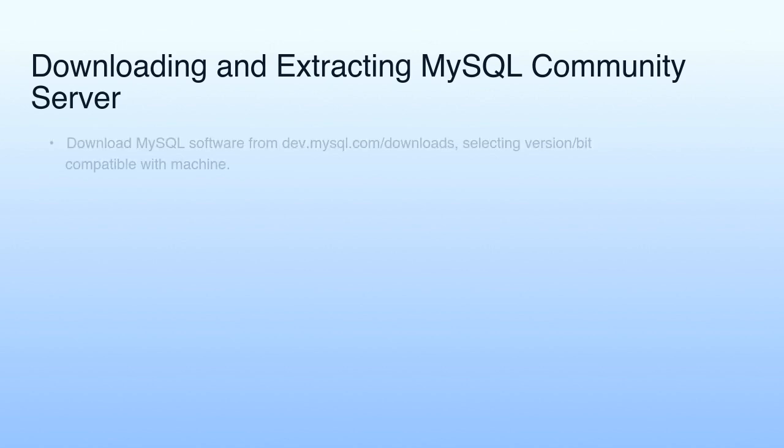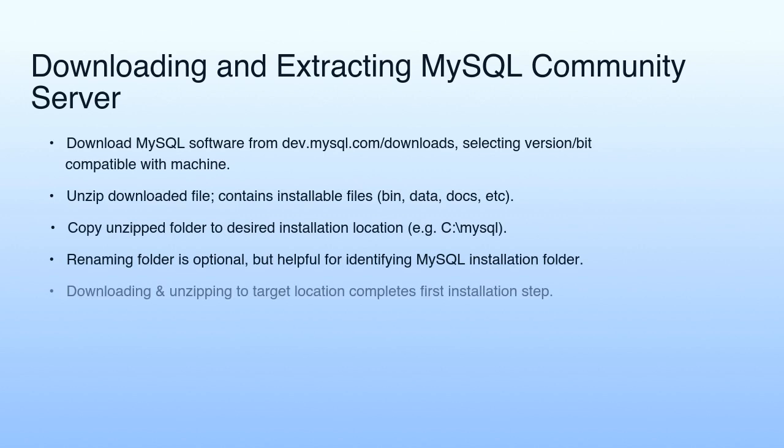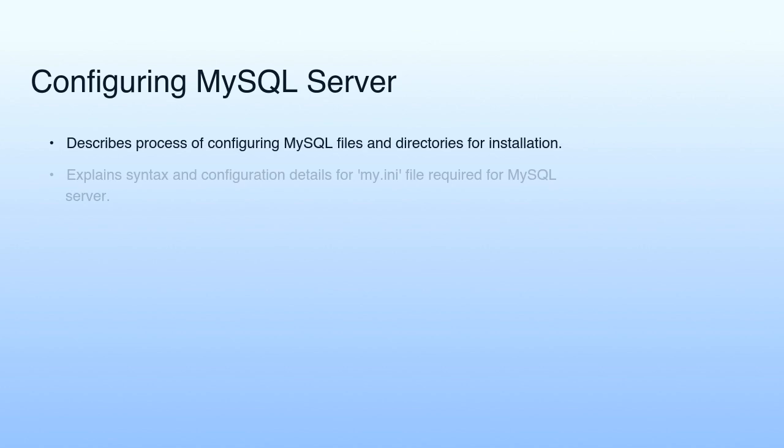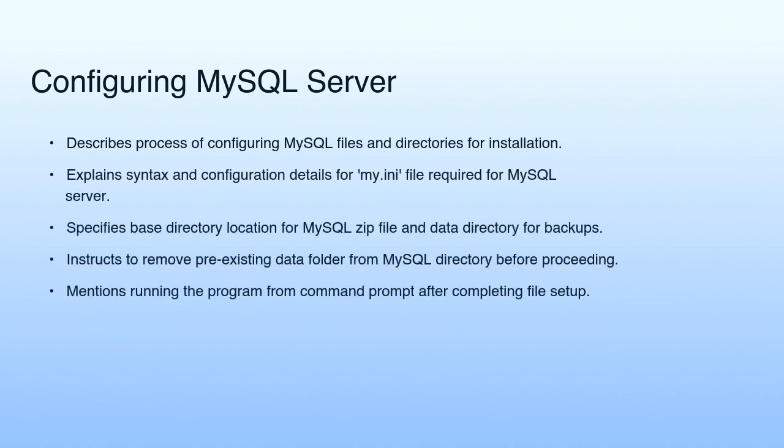To begin installation, the MySQL Community Server software needs to be downloaded from the official website, ensuring compatibility with the target machine. The downloaded file is then extracted, containing the necessary installable files like binaries, data, and documentation. The extracted folder is copied to the desired installation location, with the option to rename it for easy identification.